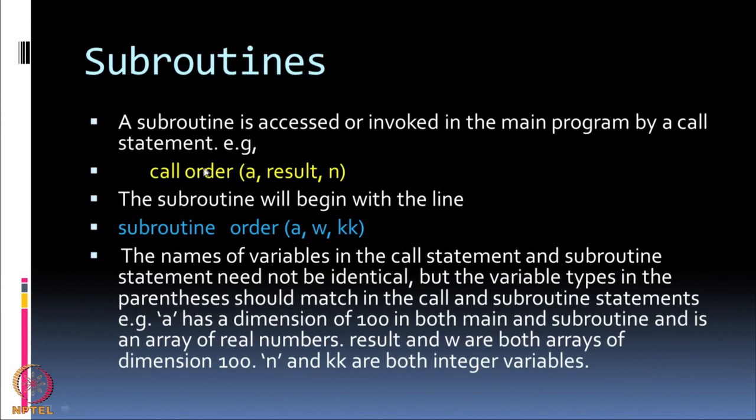So, look at this. When I say call order A result n, this A, result and n were common between the subroutine and this main program. These three are common, the rest can be very different. So, one way to pass information from the subroutine to the main program is through the variables in the parenthesis of the call statement.